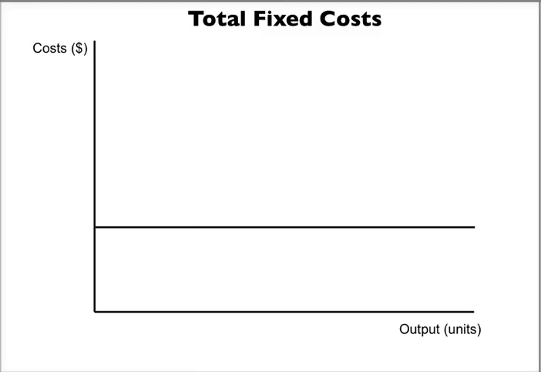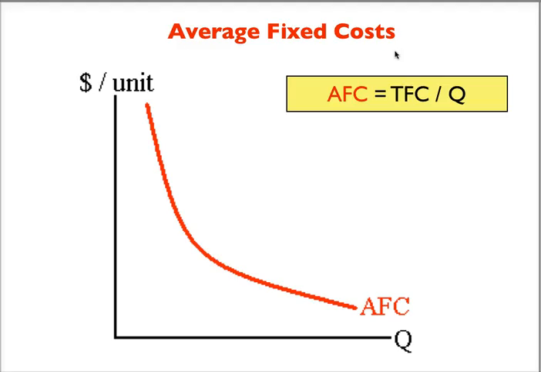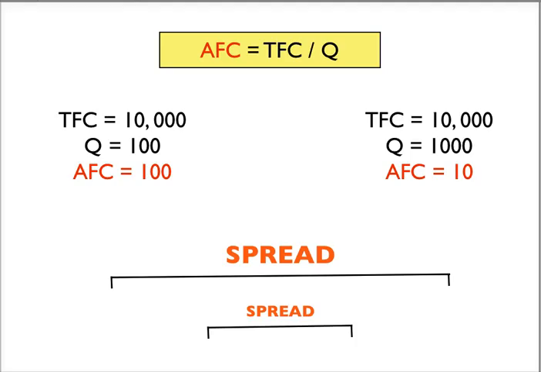Something related to fixed cost would be average fixed cost. Average fixed cost is one of the two components that make up average cost, and it's given by the formula total fixed cost divided by quantity or level of output. As we can see here, as the quantity increases, the average fixed cost decreases continuously. This is because the total fixed cost is being divided by an increasing amount of output. In other words, the same fixed cost is being divided by a larger and larger number.